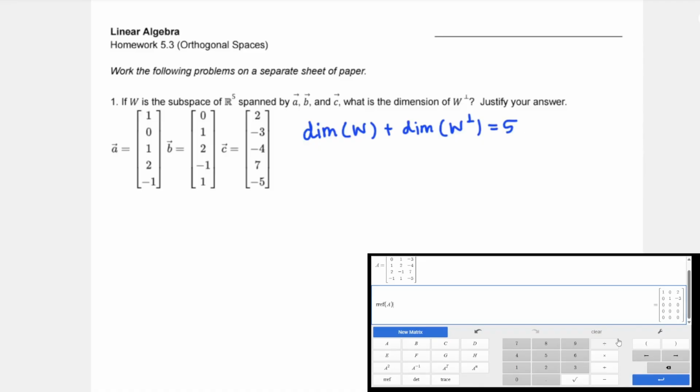I think you can see that, even if it's pretty small. There's only 2 pivots, so that means there's only 2 independent columns. I can write the third one as a combination of the first 2. What this is telling me is 2 of the first minus 3 of the second equals the third. And I think that's pretty believable if you look at A, B, and C. So with that, I know that the rank of A is 2, or that the dimension of W is 2. So I'm going to say dimension of W equals 2. Therefore, the dimension of W perp is going to be 3.